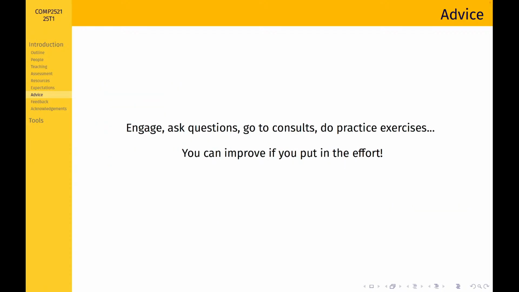Okay, and finally, make sure to engage with the course as much as possible. Ask questions if you don't understand something. Go to consultations, go to your tutorials, and do practice exercises. Okay, so yeah, if you put in the effort, you can improve. This is a course where you really get out what you put in.